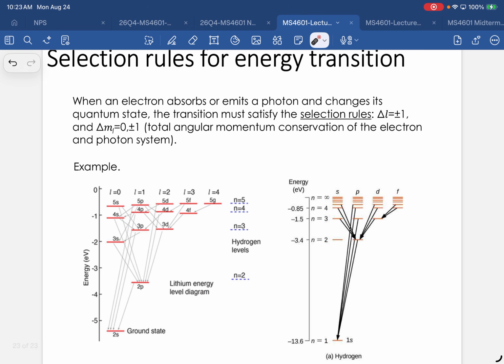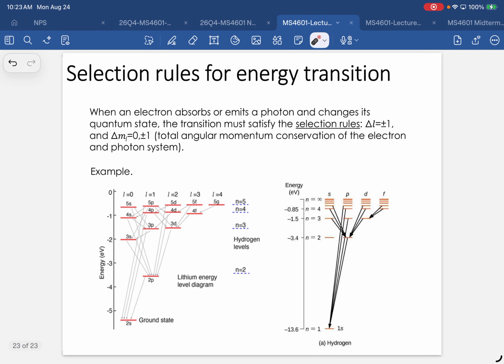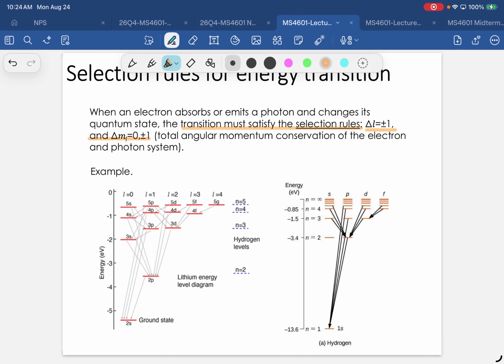So, there is one specific rule for this energy transition. I'm not going to go into details, but the energy transition must follow these selection rules. That means delta L must be plus or minus 1, and also delta M, the M quantum number difference, should be 0 or plus or minus 1.